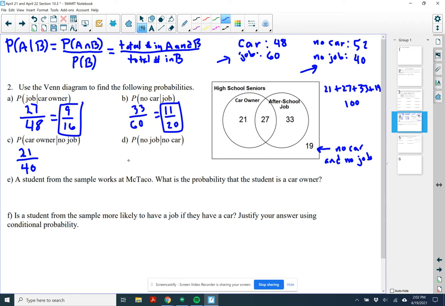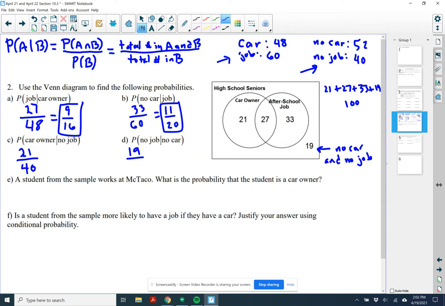Probably they have no job given that they have no car. So I find the number of seniors who have no job and no car. No job and no car, that's the 19 that's down here. And I divide by the total number of seniors with no car.